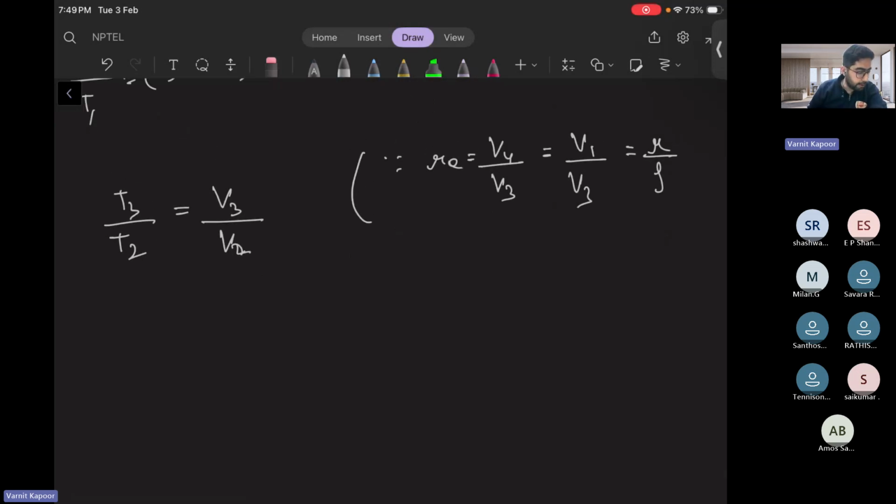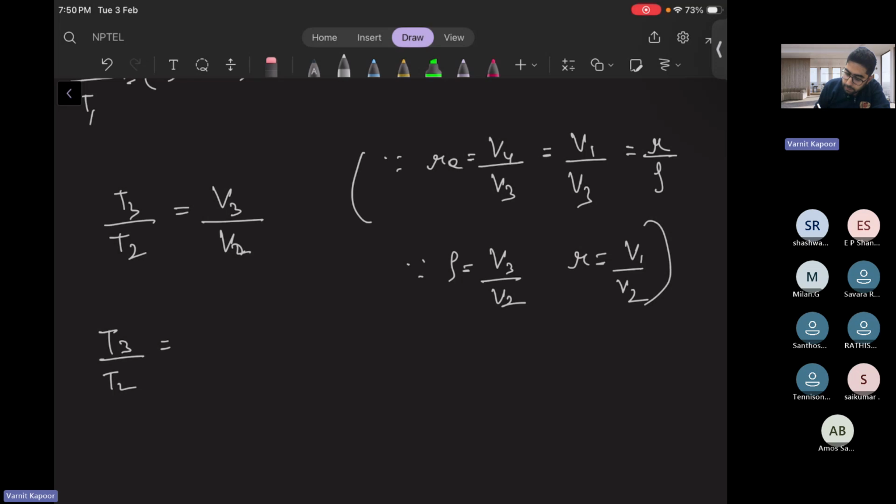Okay, so from here, what is rho? Since rho is the cutoff ratio V3 by V2 and R is V1 by V2, okay, you can put the values. So you will get finally T3 by T2. Your V3 value is rho times, sorry, what am I doing wrong? Is anything wrong?